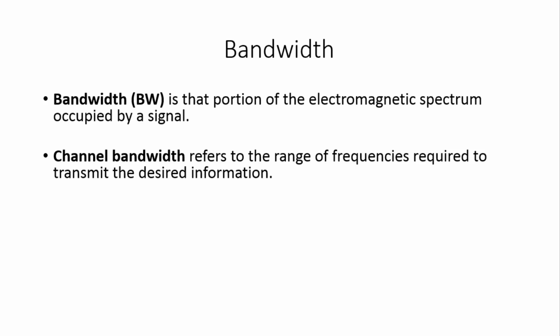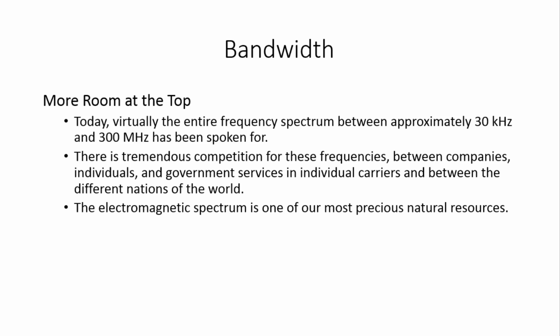Bandwidth is that portion of the electromagnetic spectrum occupied by a signal. Channel bandwidth refers to the range of frequencies required to transmit the desired information. More room at the top. Today, virtually the entire frequency spectrum between approximately 30 kHz and 300 MHz has been spoken for. There is tremendous competition for these frequencies between companies, individuals, government services, carriers, and between the different nations of the world. The electromagnetic spectrum is one of our most precious natural resources.